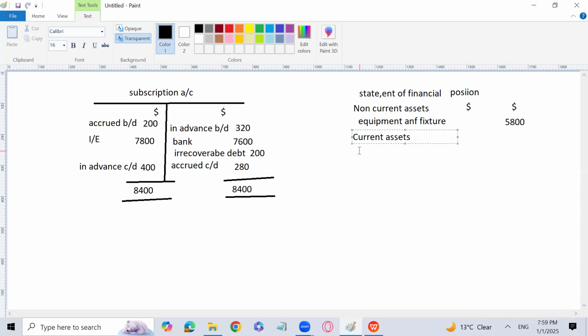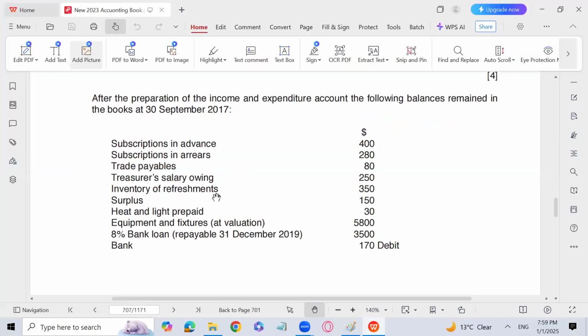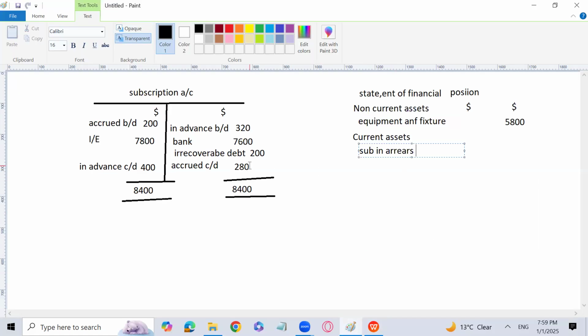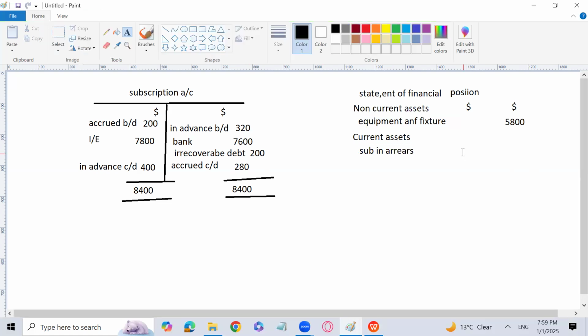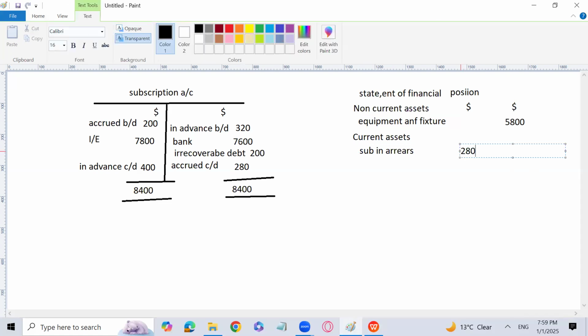Current assets, we used to write first subscription accrued, subscription in arrears, ending. It is given already. Subscription in arrears here is a current asset that is 280. Okay, I will write 280. It is written over here also 280. The one and the same thing. 280.